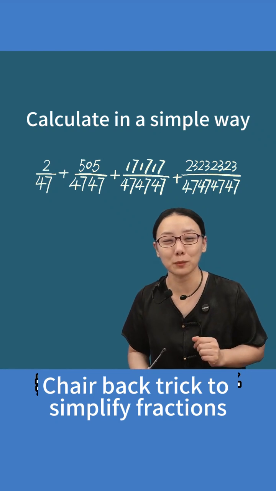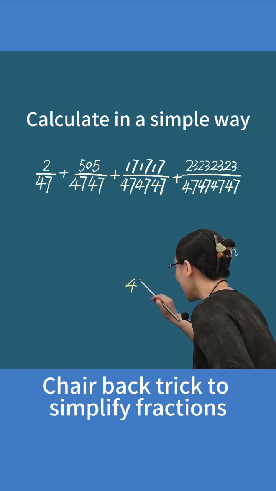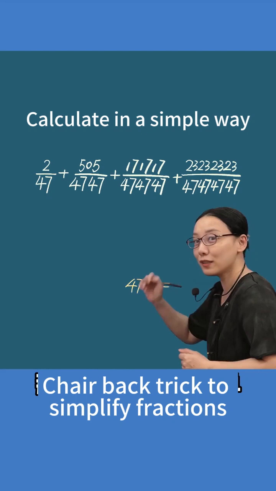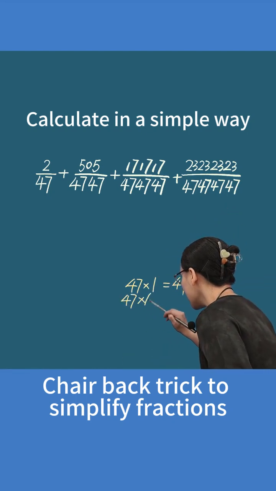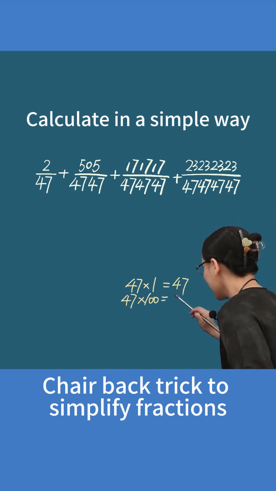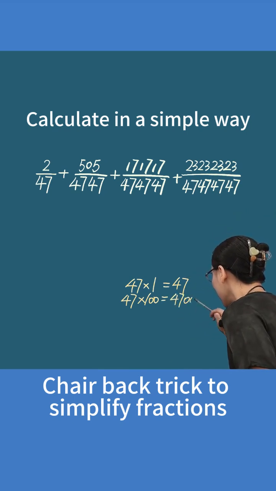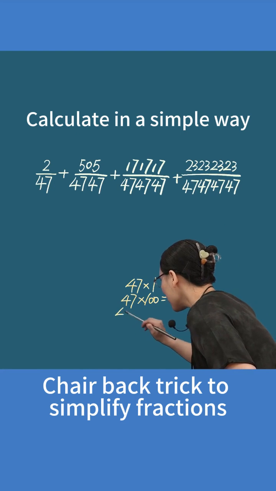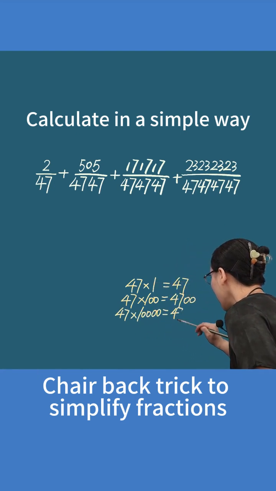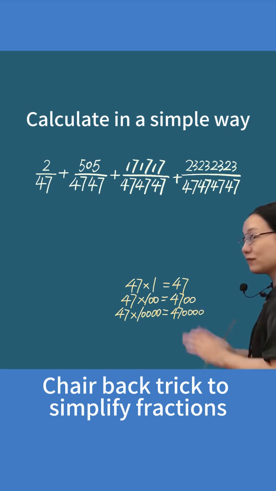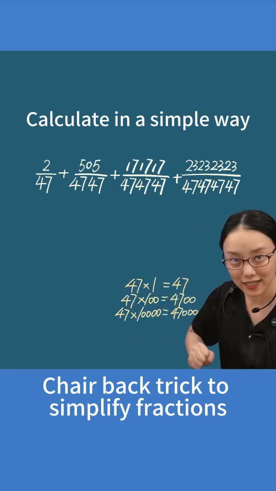Let me give you 2 examples. For example, if I ask you to calculate 47 times 1, the result is simple. It's just 47. Now, what if 47 is multiplied by 100? What's the final result then? 4,700. Okay, next, if we multiply 47 by 10,000, what is the result? 470,000.